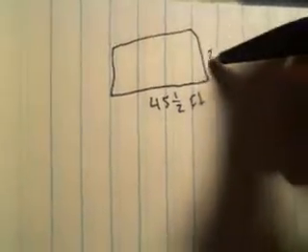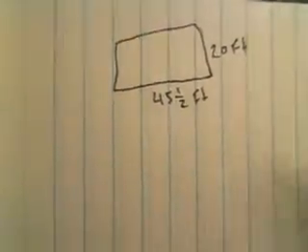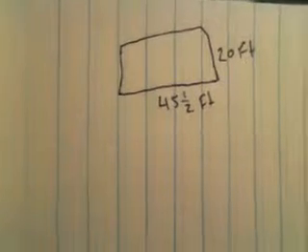So I'm going to start off by drawing a backyard, so let me do that. Let's see. So this is 45.5 feet. That's the length. Oops, can you see that? And this side is 20 feet. Alright, so that's the backyard. Now it says, let's see.